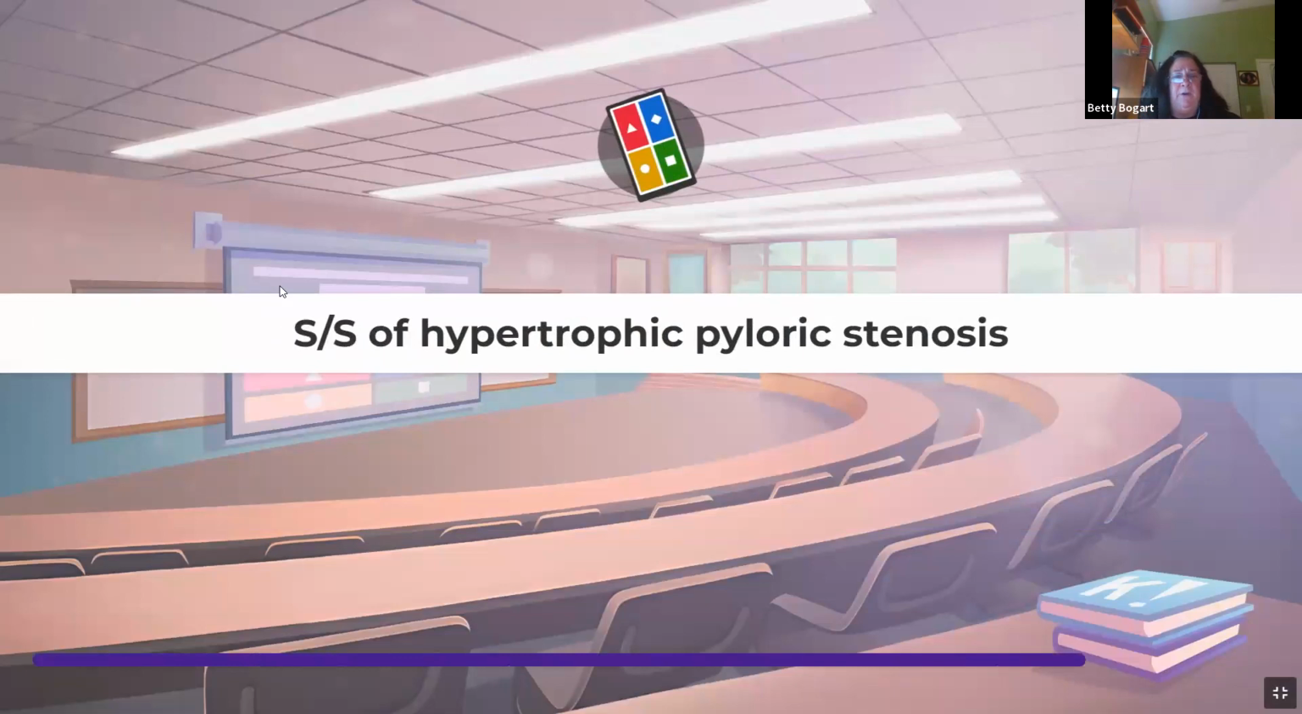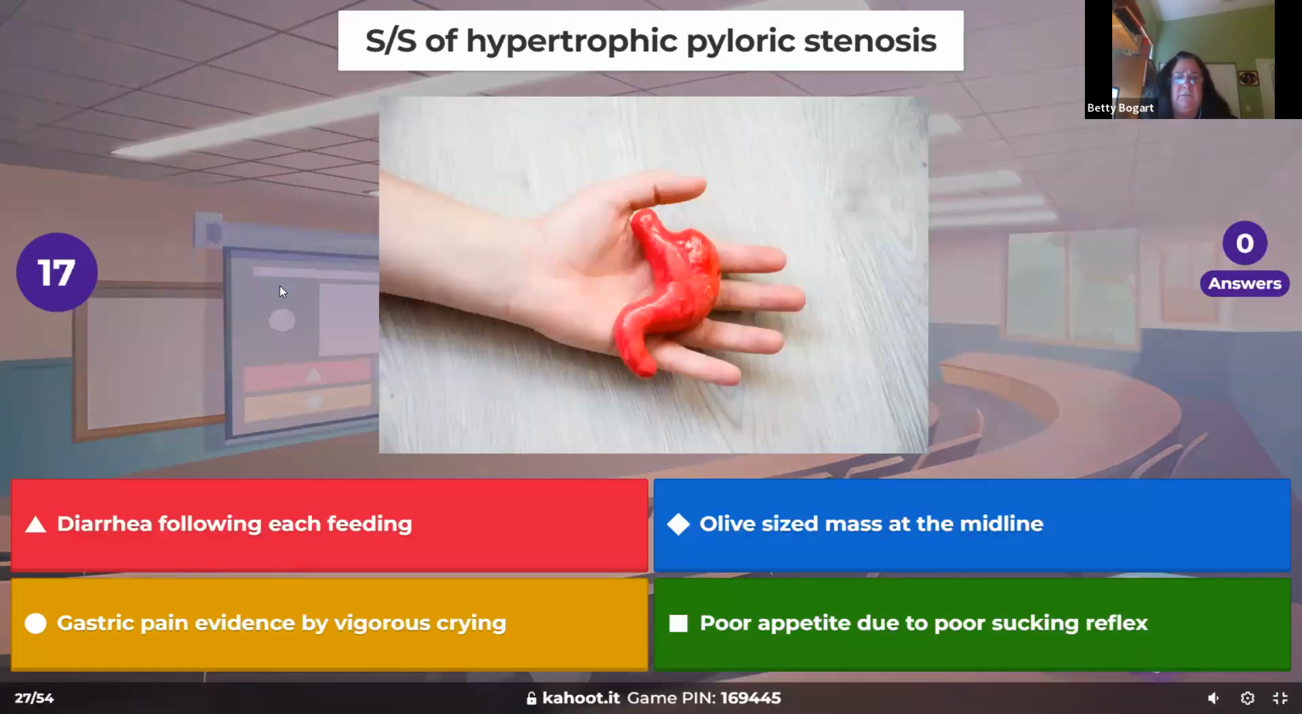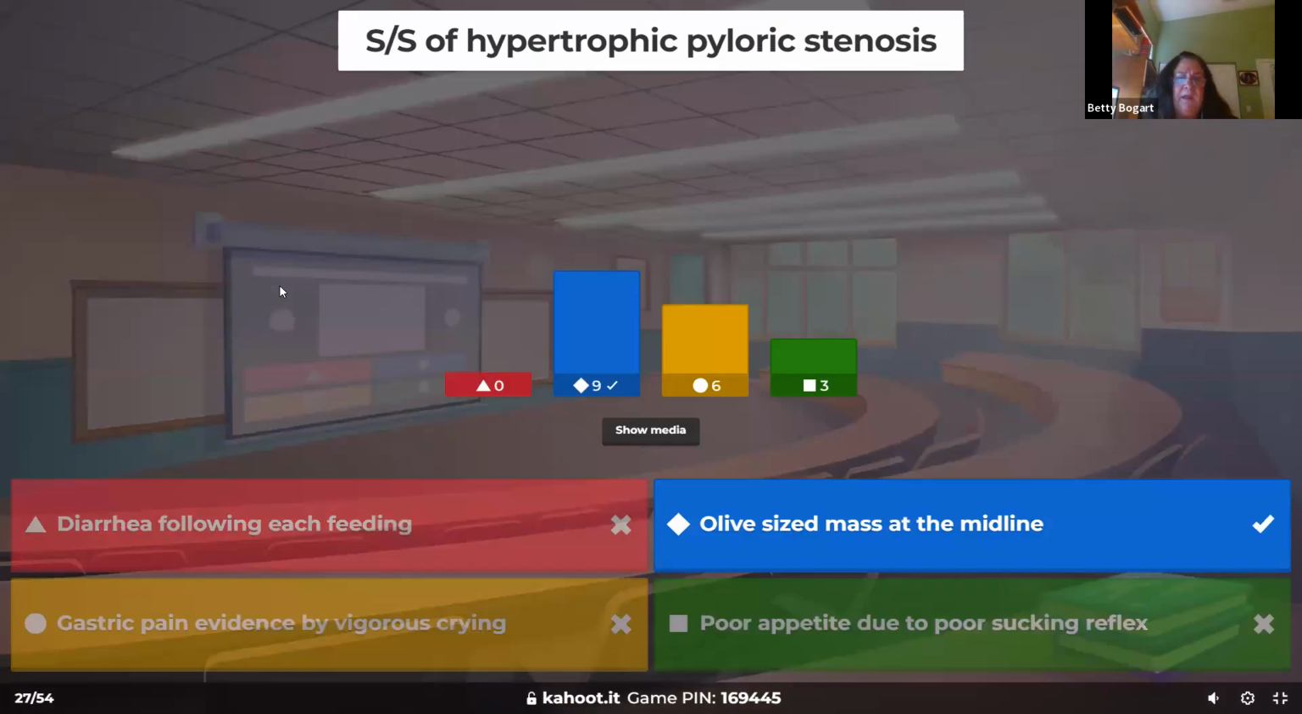Signs and symptoms of hypertrophic pyloric stenosis. Remember, it's that little valve that connects the stomach to the small intestines, and it's thickened, hypertrophic, it's muscular. Liquid can't go down there. And if you take your hand and put it up there, you're going to feel the olive. And I felt it many, many times. An olive or a marble, whatever you want to call it, you do feel it. It's very clear.